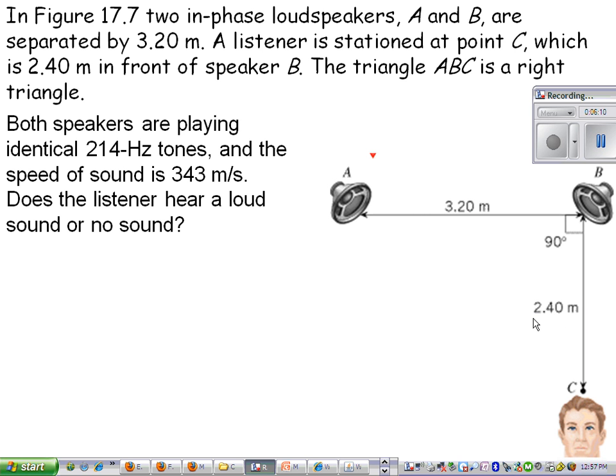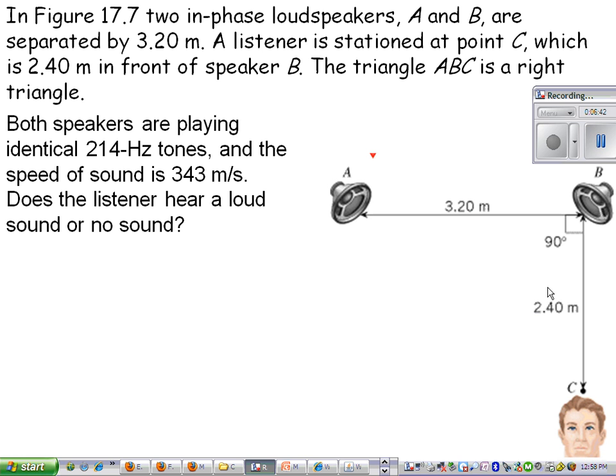So I want you to think about this. How are we going to figure out if destructive or constructive interference occurs right here? Pause the video and think about that. What we're going to do is find out if a crest meets a crest, or a crest meets a trough, or a trough meets a trough down here, to know if it's destructive or constructive interference. We know speakers A and B have the exact same frequency, which means they have the exact same wavelength. It says up here that they're in phase, so when a crest leaves A, a crest leaves B.